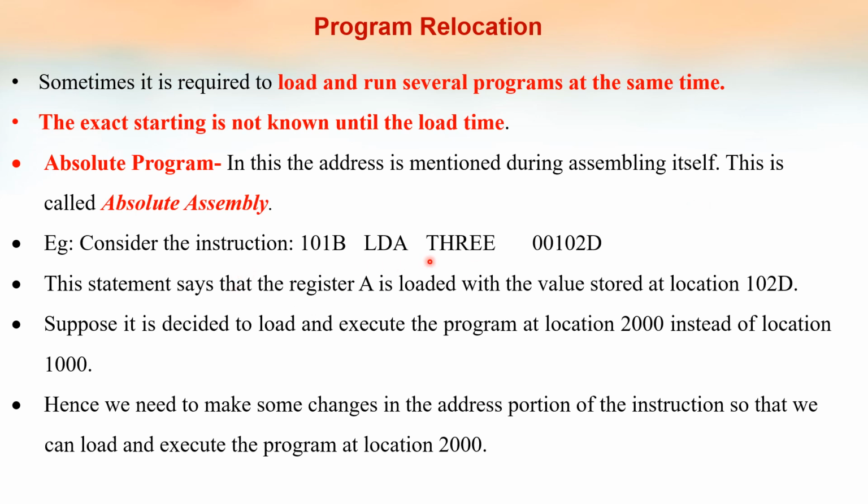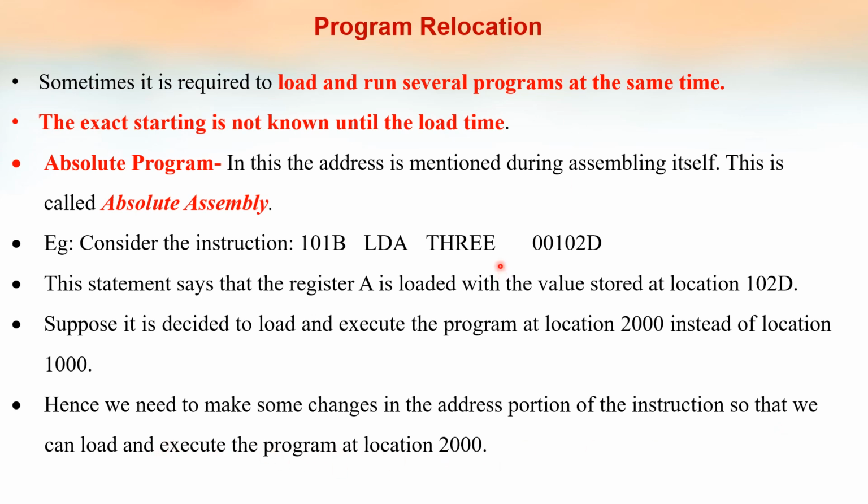Consider the instruction LDA 3. LDA means load accumulator with the content of this memory location, this operand. The operand is 3, and that location is, for example in this case, 102D. This statement says that the register A is loaded with the value stored at location 102D. Suppose it is decided to load and execute the program at location 2000 instead of location 1000. Hence, we need to make some changes in the address portion of the instruction so that we can load and execute the program at location 2000.